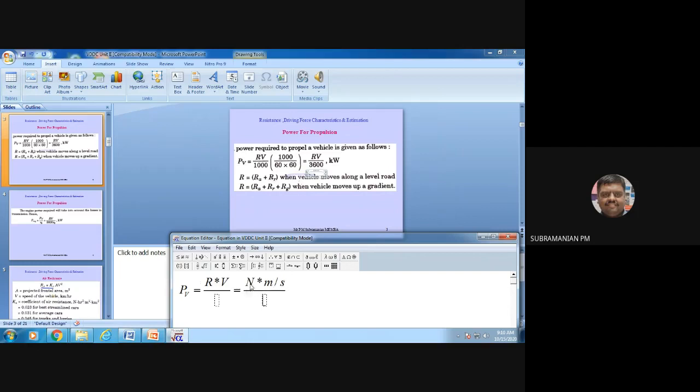Before that, I am telling you, it is what? Newton into meter per second. What is Newton meter? Joule, no? Newton meter is work done, joule. Joule per second is equal to what? Very good. Joule, that is work done, per time. Rate of doing work is what? Power. So now I am typing joule per second as watt. But I need power in kilowatt, so I am putting this 1000. Now what will be the unit? Kilowatt. So you might have understood why this 1000 is coming.